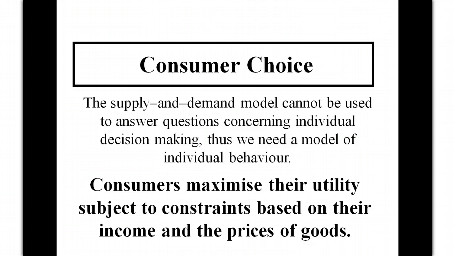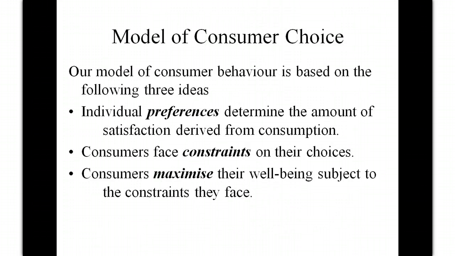So our assumption is that consumers maximise their utility subject to constraints based on their income and the prices of goods. The key issue we've looked at thus far has been their preferences, how they maximise their utility, what they want to do, and now we look at what they can do. How do we incorporate the income that they have, the amount of money and time available, and the prices that exist for different goods and services? So the model of consumer choice is based on the following three concepts.